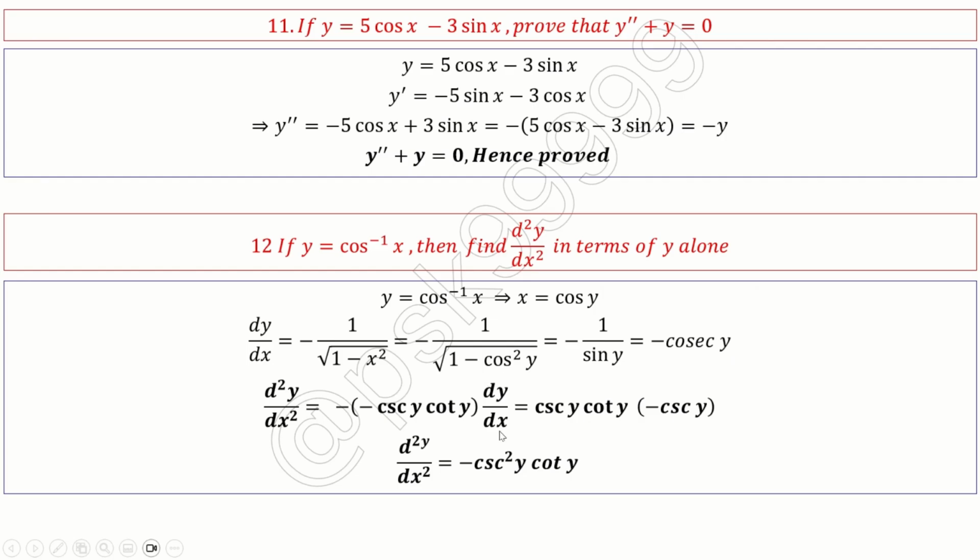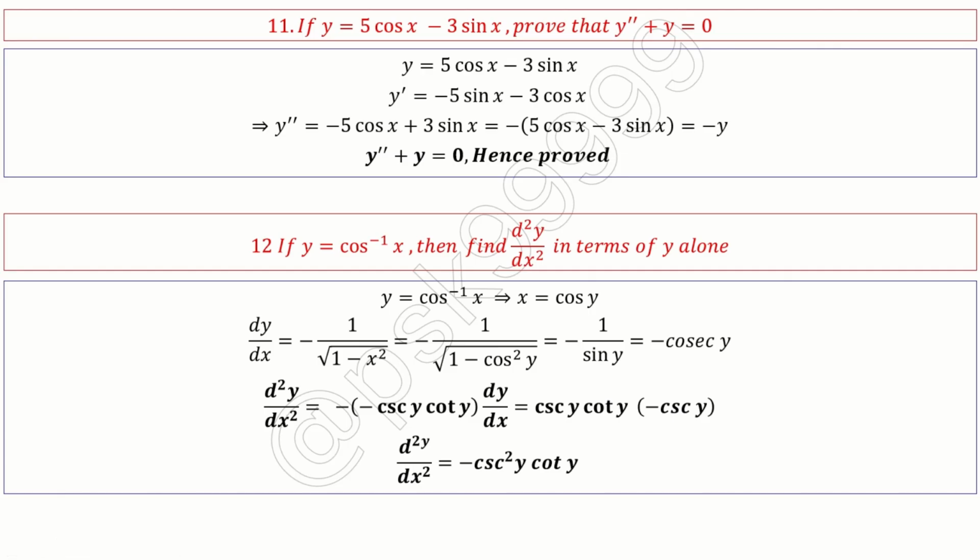Don't forget this value. You are differentiating with respect to x, so you will have a dy by dx extra here. It is not that you are differentiating cosecant y with respect to y, you are not doing that. You are doing it with respect to x, so you will get a dy by dx. So d square y by dx square is nothing but minus cosecant square y into cot y. You get one extra here.